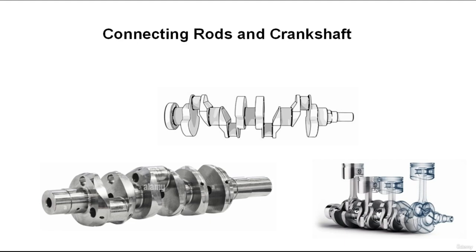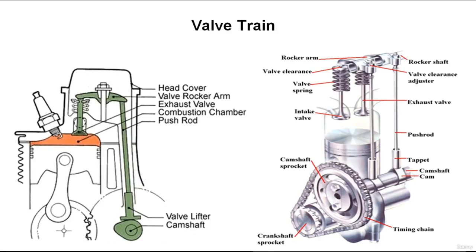Another part of the engine is the connecting rods and the crankshaft. The reciprocating motion of the pistons must be converted to rotary motion before it can drive the wheels of the vehicle. This conversion is achieved by linking the piston to the crankshaft with a connecting rod. As the piston is pushed down on the power stroke, the connecting rod pushes on the crankshaft, causing it to rotate. The end of the crankshaft is connected to the transmission to continue the power flow through the drivetrain and to the wheels. So we have the valve train.